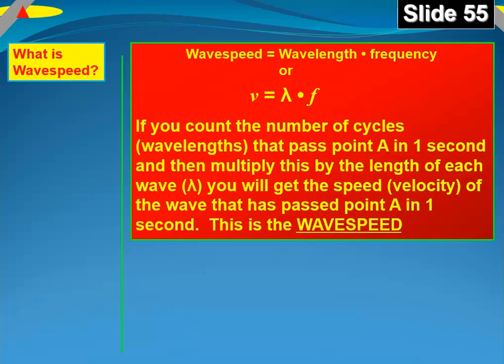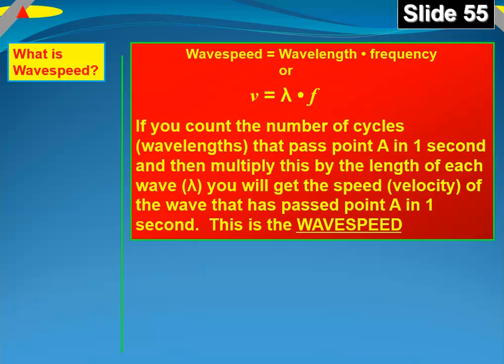So the wave speed or wave velocity equals the length of the wave, the distance from one crest to the next, times how many of those waves pass a point each second. So a longer wave that has more cycles passing each second will have a faster wave speed.